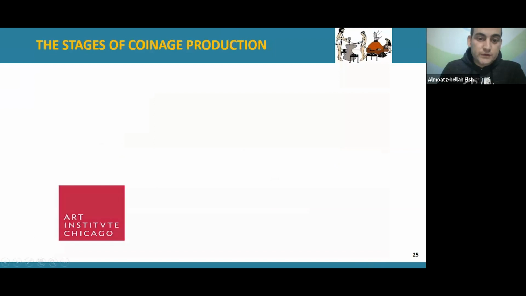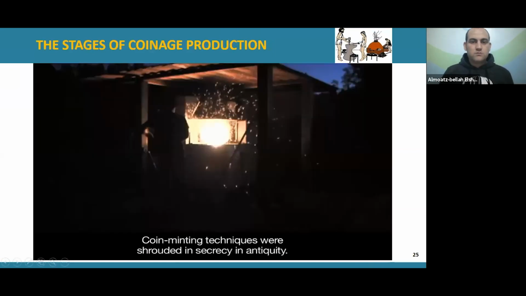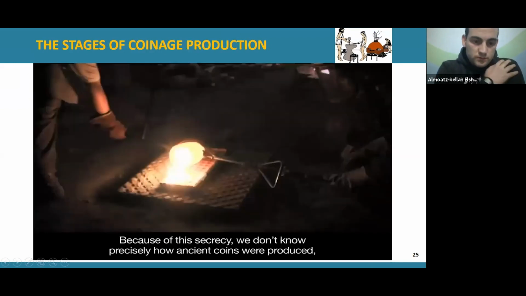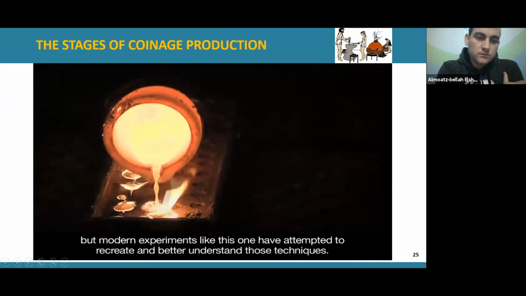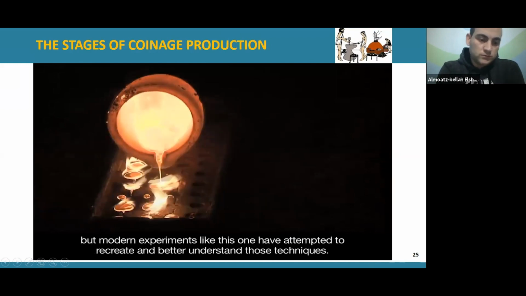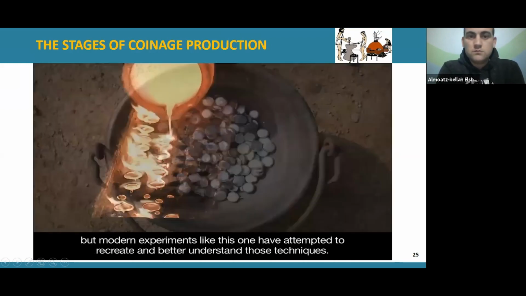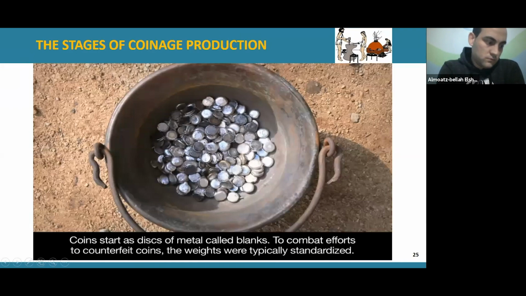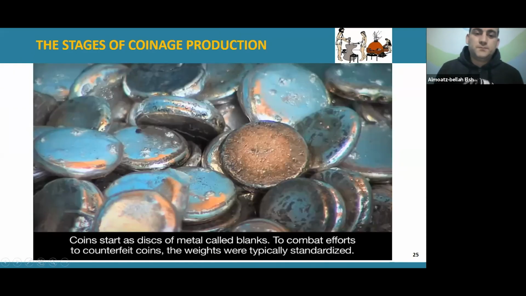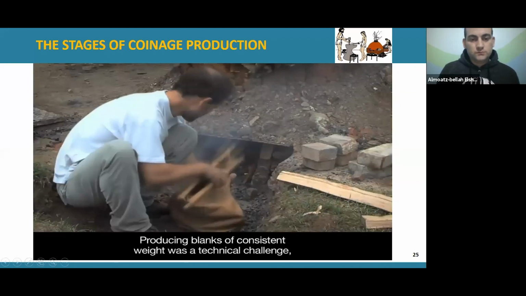Coin minting techniques were shrouded in secrecy in antiquity. Because of this secrecy, we don't know precisely how ancient coins were produced. But modern experiments like this one have attempted to recreate and better understand those techniques. Coins start as discs of metal called blanks. To combat efforts to counterfeit coins, the weights were typically standardized. Producing blanks of consistent weight was a technical challenge because the raw material is molten metal, which can be difficult and dangerous to handle.